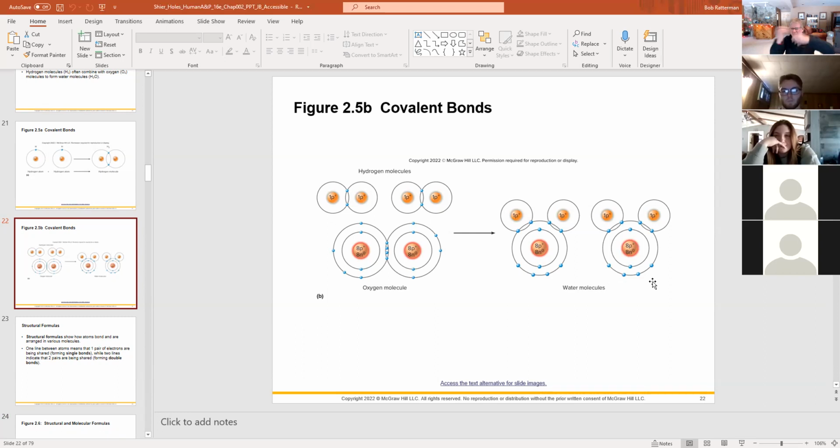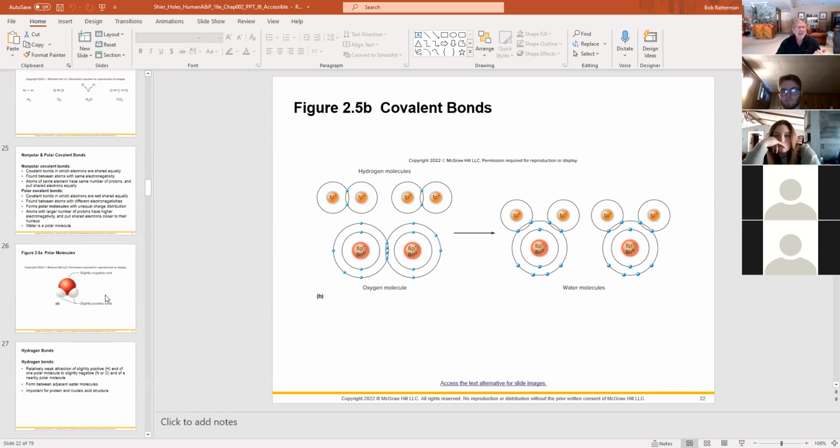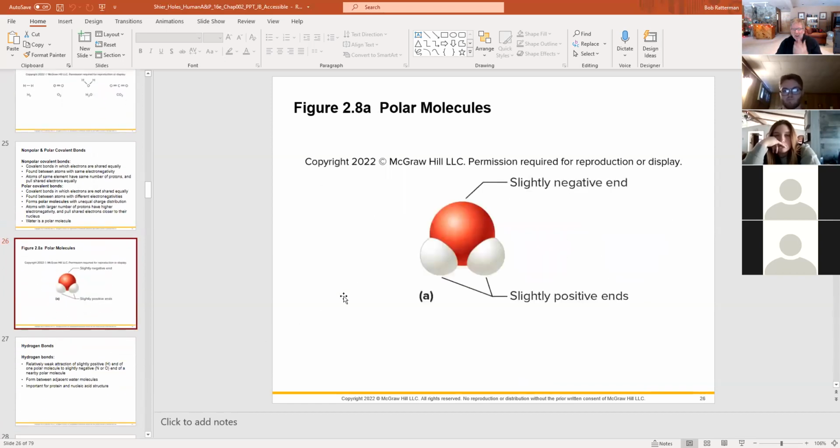You have to remember these electrons are spinning around at the speed of light. They're not static, they're dynamic, they're spinning really, really fast. So when you look at how these shared electrons are being shared, yes, it's equal sharing, but it's creating a slight negative charge on this end and slight positive charges on the hydrogen ends. So you get something that looks like this.